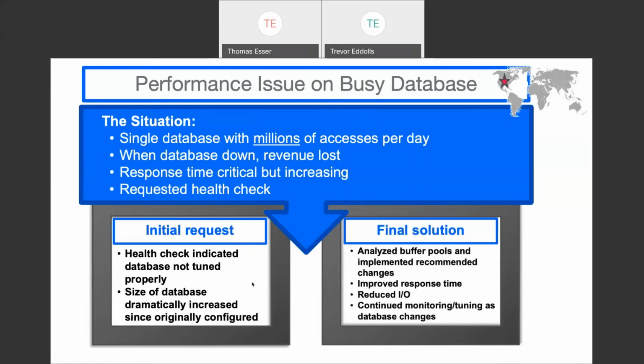And what we analyzed here is, by just analyzing the buffer pools and implementing some of the recommended changes, we improved the response time for this database. And reduced IOs was also an outcome of this little tuning. And this was done by just looking at the buffer pools. And where did we get this information from? It was the IMS Buffer Pool Analyzer. This tool checked the definitions for the buffer pools, and then we figured out for this customer that we could improve the response time just by changing the buffer pool definitions.